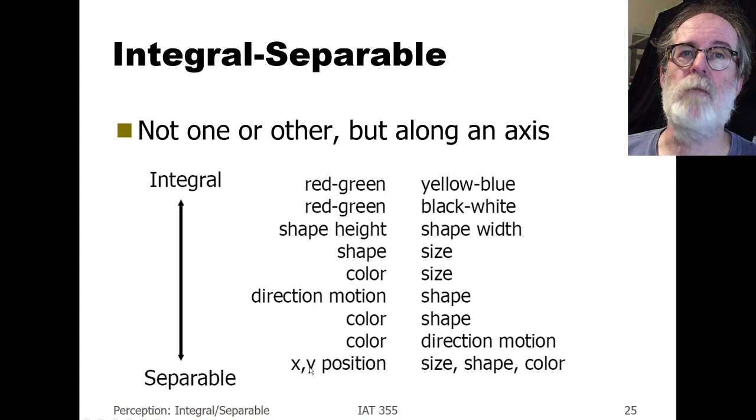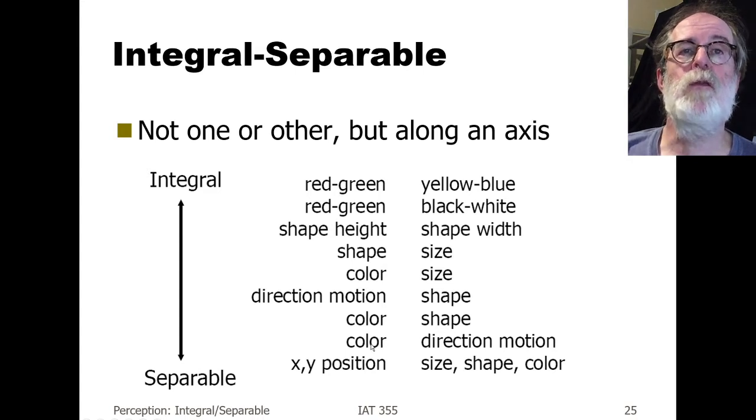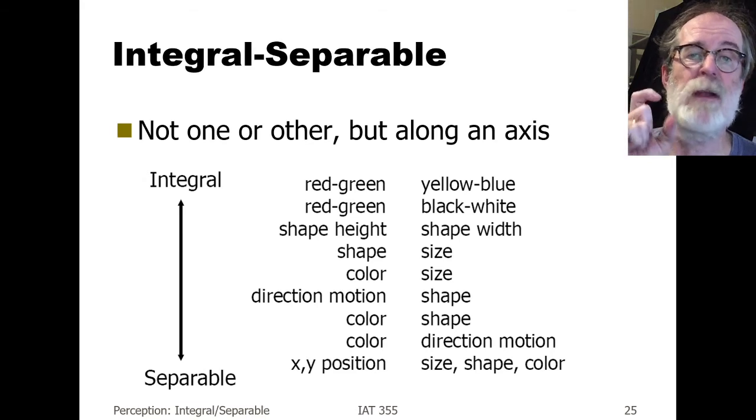We can also pick off X and Y position from the size or the shape or the color of the individual glyph mark. So if you're plotting squares, circles, and triangles at different XY locations, you can easily tell that the X value of this one is different from the X value of the triangle is different from the X value of the circle. You don't mix those things together. Another thing that is separable is the color of something and its direction of motion. You can easily tell that the direction of motion is a different thing than the color of it. Similarly, color and shape are separable, and the direction of motion and shape are separable.